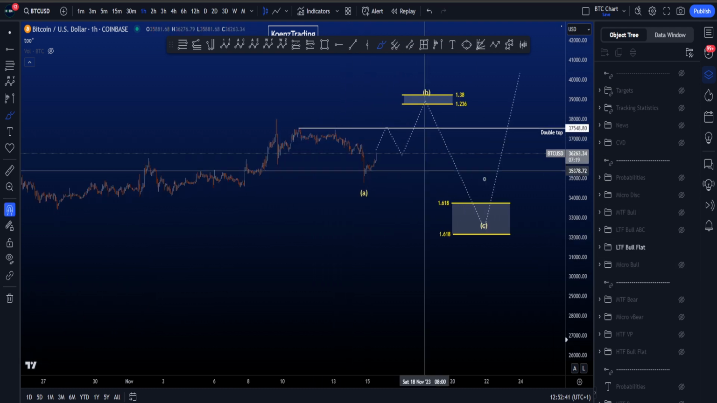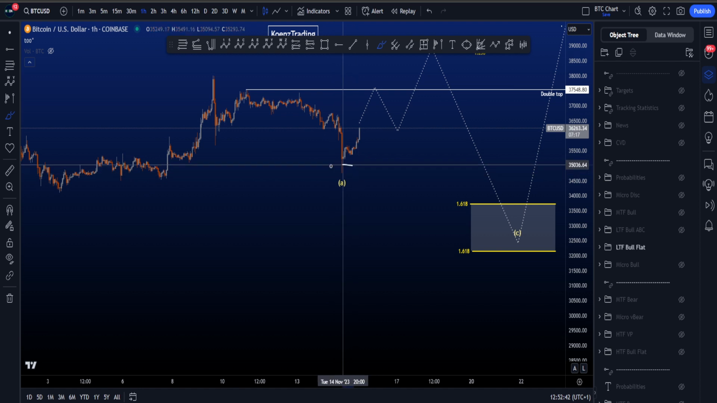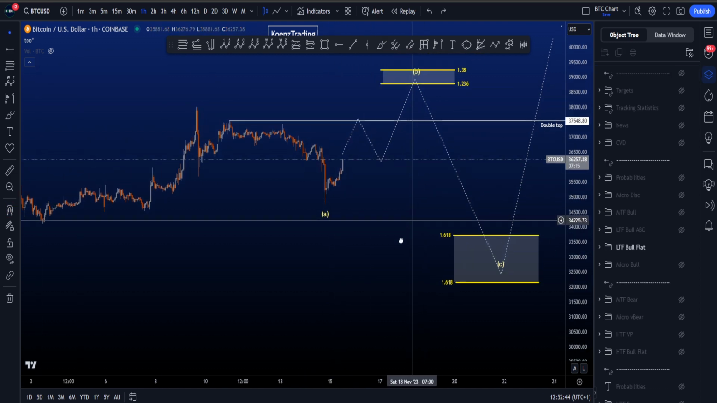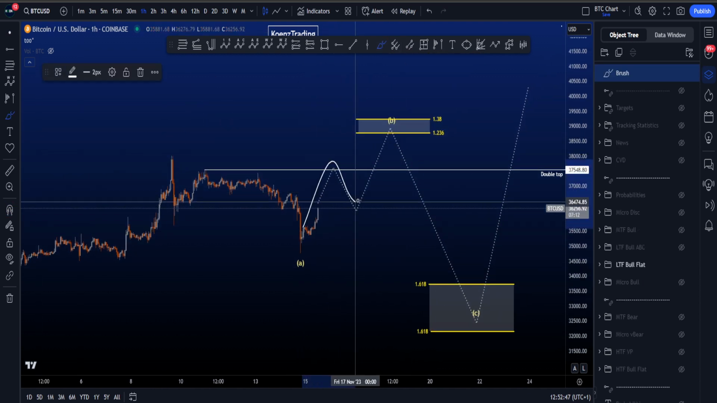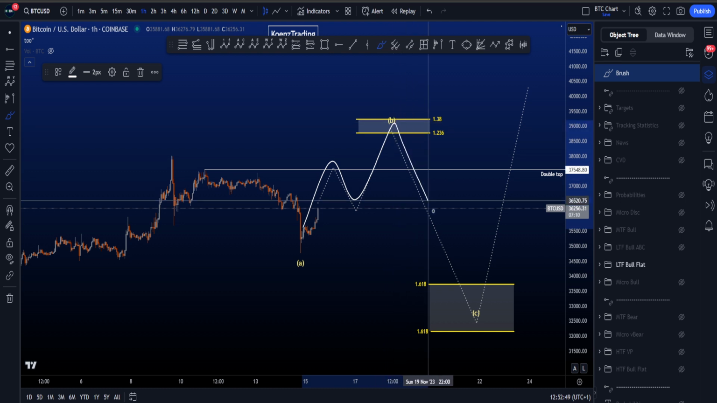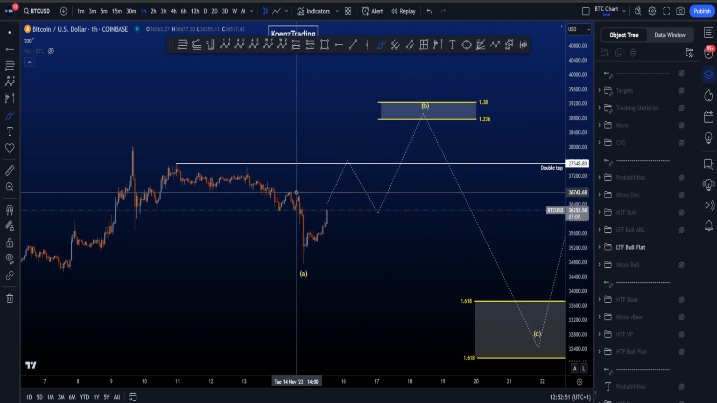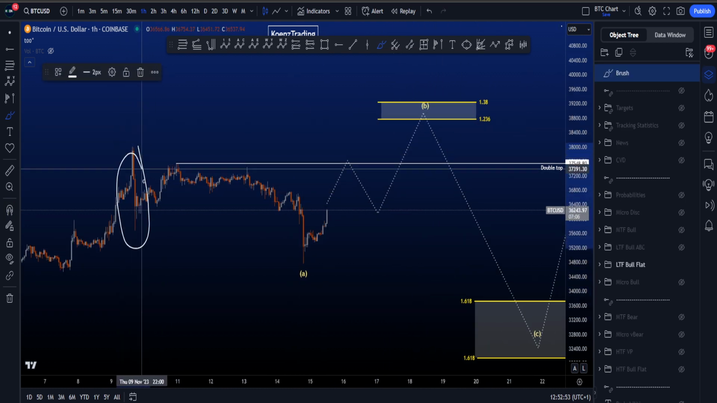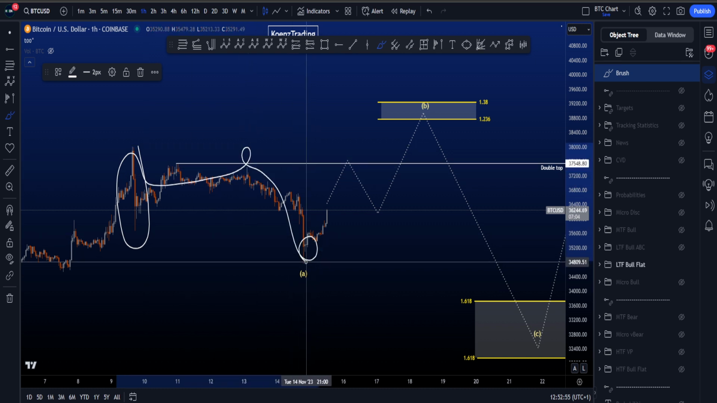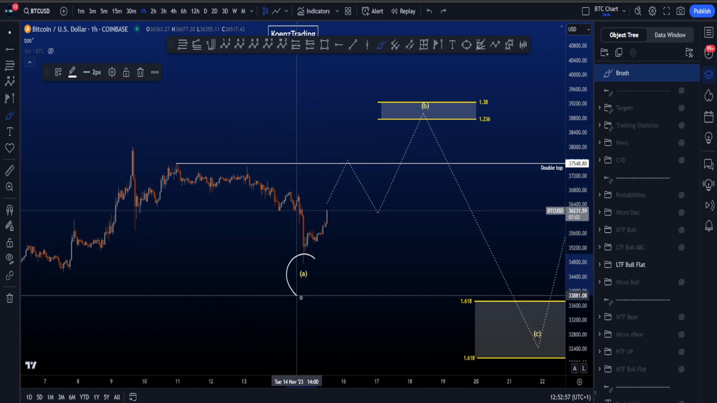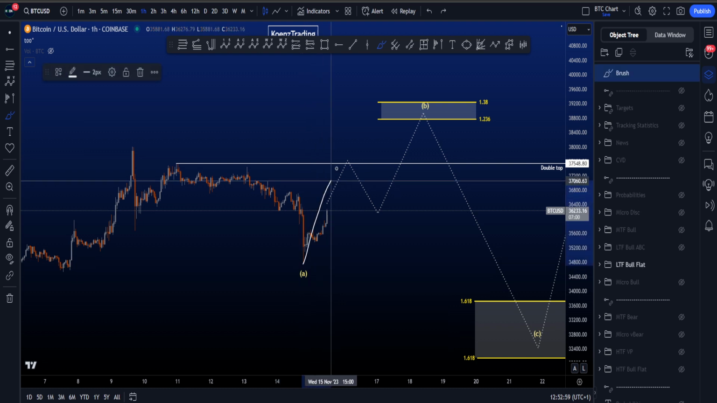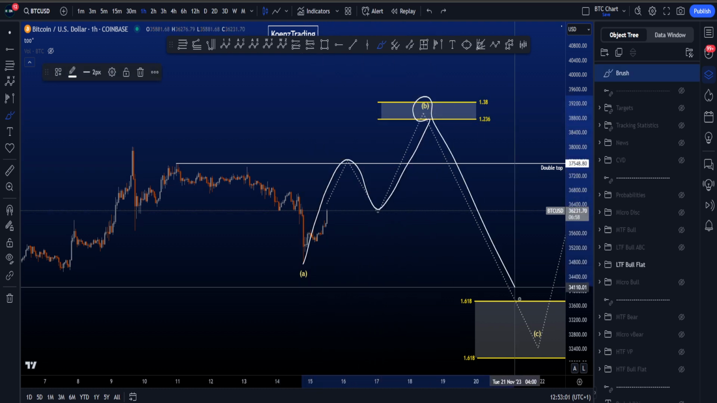A flat structure has a wave A, which consists of 3 waves, then a wave B, which also has to be a 3-wave structure, and then a wave C, which is an impulse towards the downside. So when we look here for a W, X, and then a Y corrective structure, it can still be part of a wave A for then a 3-wave move to the upside in B and then a wave C.